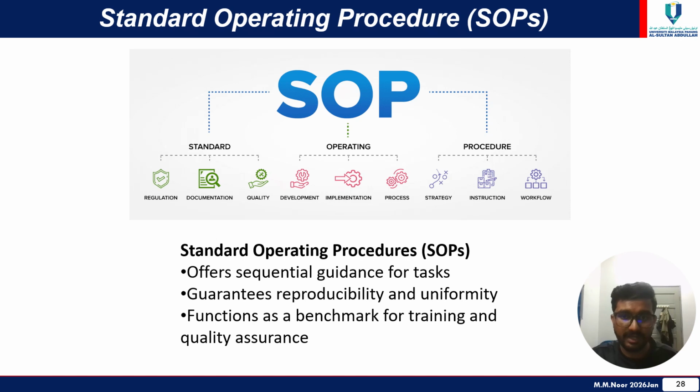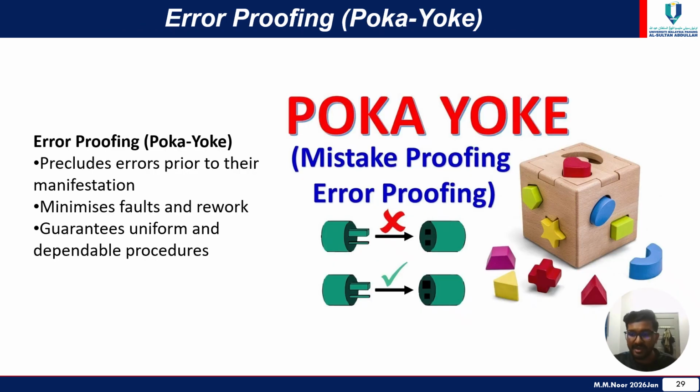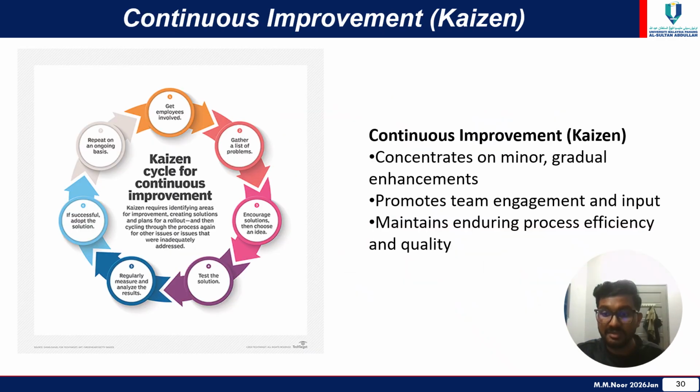Starting with standard operating procedure, which is also known as SOP. SOPs provide clear instructions for performing tasks. Moving on is error proofing, Poka-yoke. Poka-yoke prevents mistakes before they occur. Next is continuous improvement, which is also known as Kaizen, which focuses on continuous small improvements involving employees at all levels.